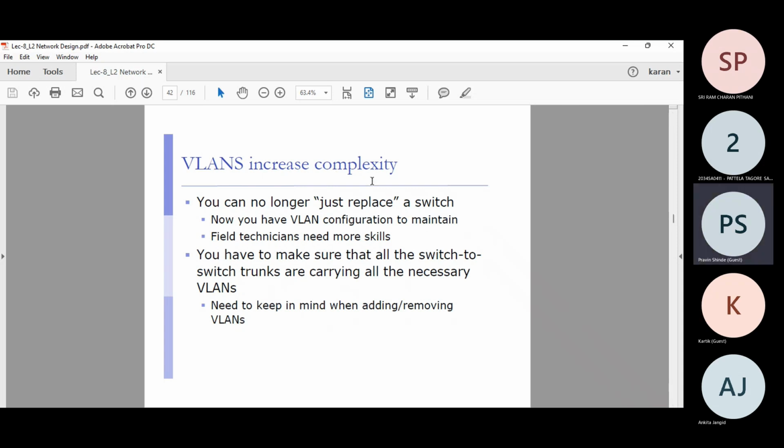VLANs increase complexity. You can no longer just replace a switch. Now you have VLAN configuration to maintain, and field technicians need more skills. You have to make sure that all the switch-to-switch trunks are carrying all the necessary VLANs. You need to keep this in mind when adding and removing VLANs. So you need to know which VLAN to add and which to remove.